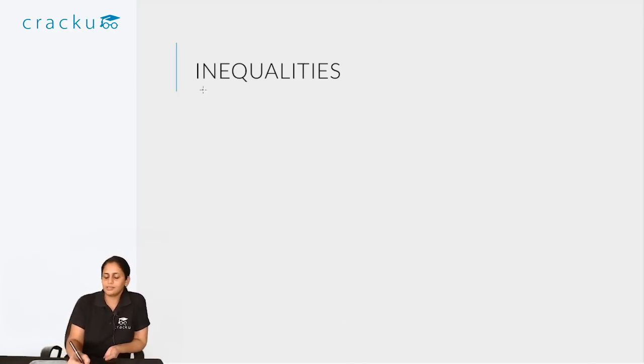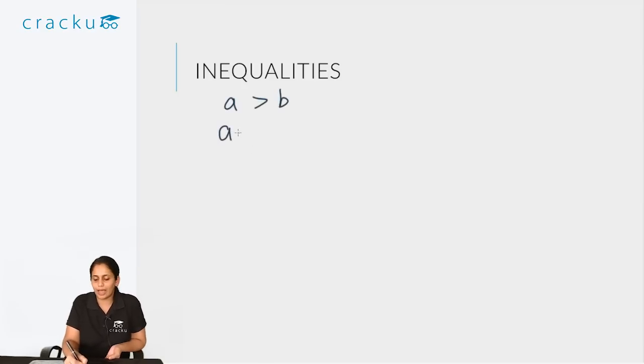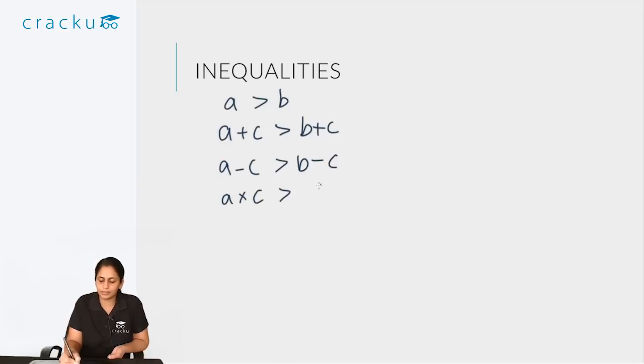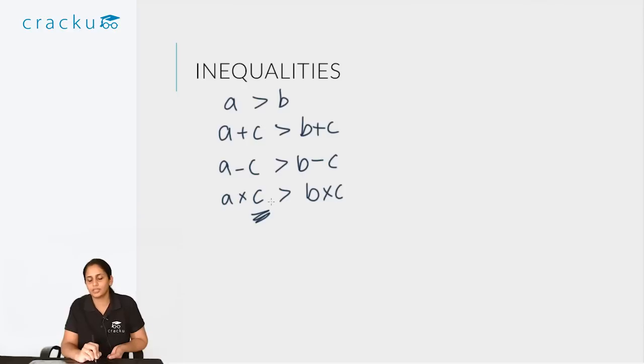Let's move on to inequalities. The basic thing that you need to remember in inequality is that if you have an inequality of the form a is greater than b, then you can add a number to both sides. You can subtract a number from both sides, but you cannot multiply a into c and b into c unless you are sure what the sign of c is.